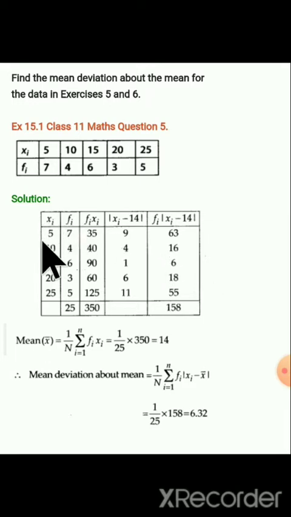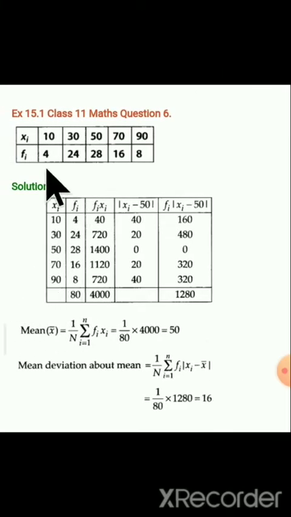Next, by using this table we can find the value of mean deviation about mean. Therefore substitute this value, that is 158. Next sum of frequencies is 25. Therefore we will get 6.30. So this is the required value for this question.